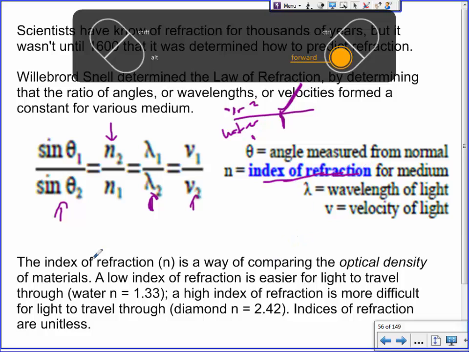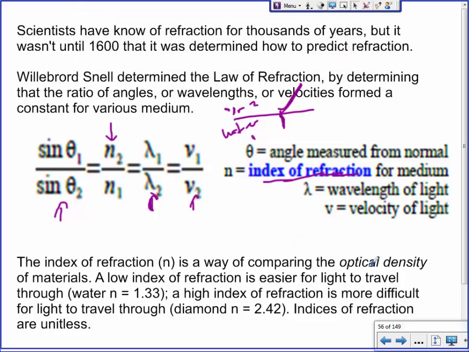There you go. Okay, so here's my notes on the index of refraction. It's the way of comparing what's known as the optical density. This is probably the best way of working with it. The larger the value, the more dense the material.